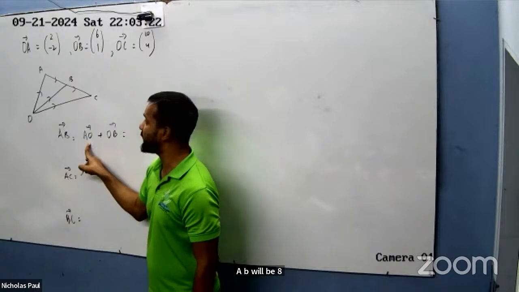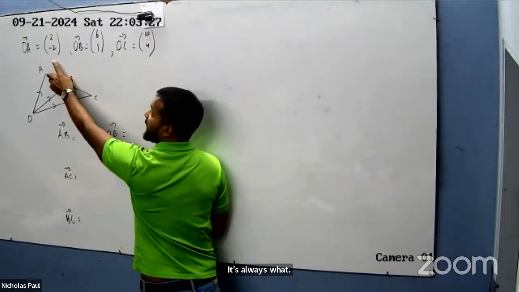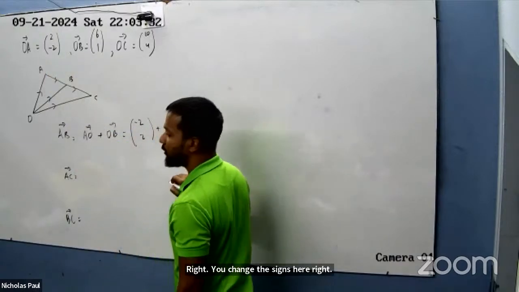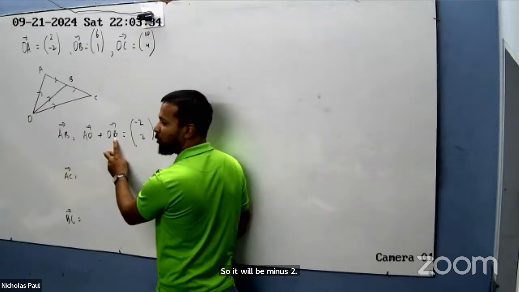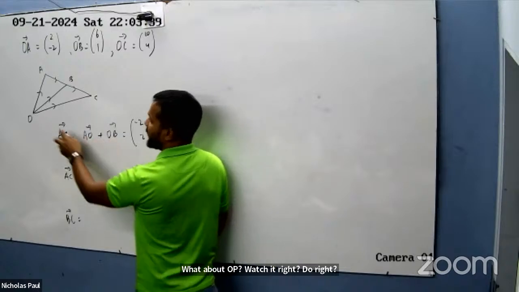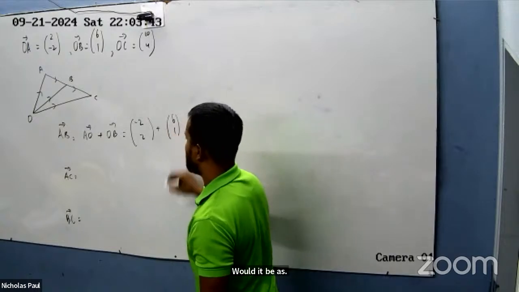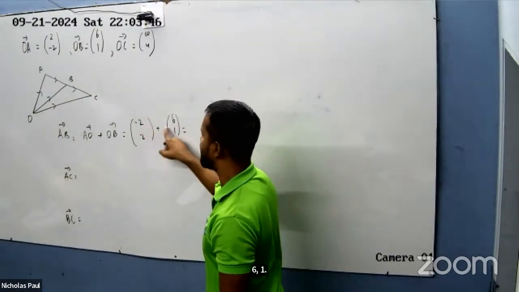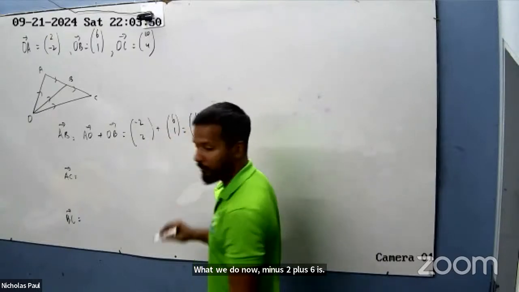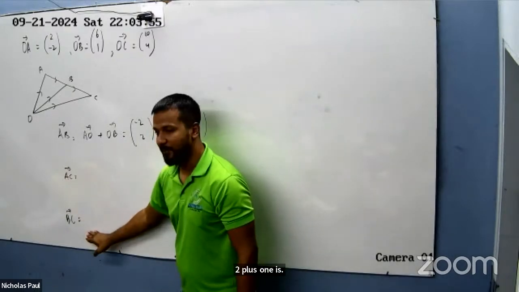What would A to O be? You're changing the signs here, so it will be -2, +2. What about OB? Watch here. O to B is 6, 1. What do we do now? -6, -2 plus 6 is 4, 2 plus 1 is 3. Do it on your paper: find AC and find BC.